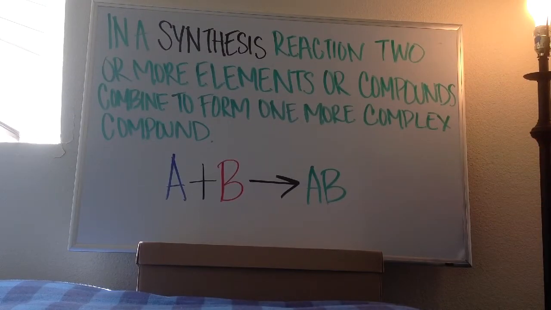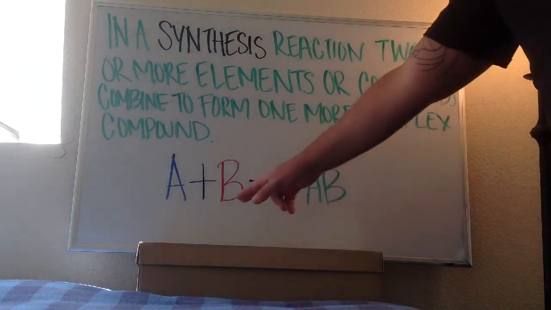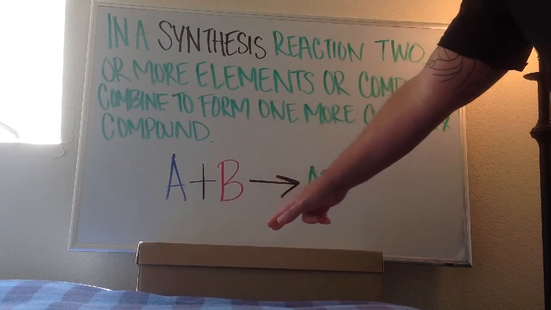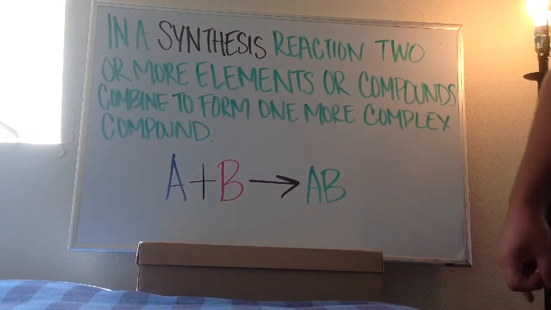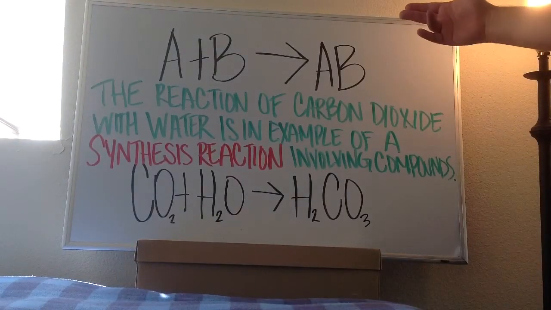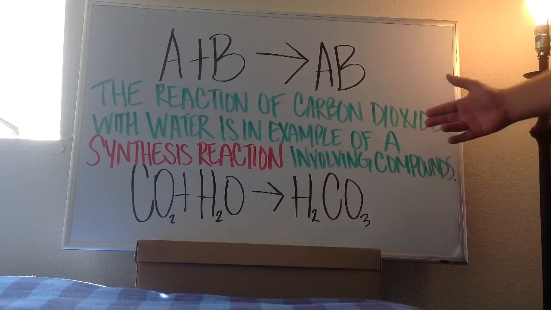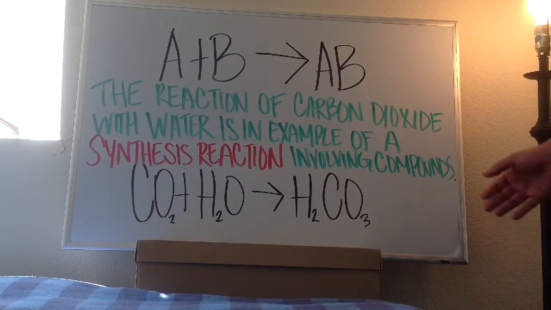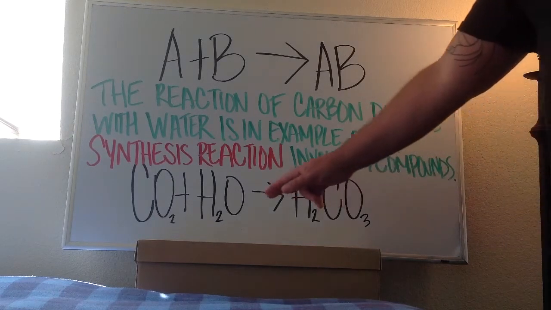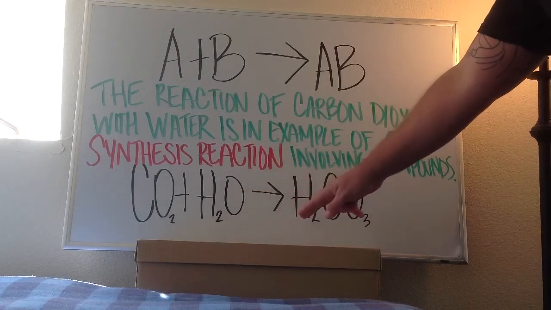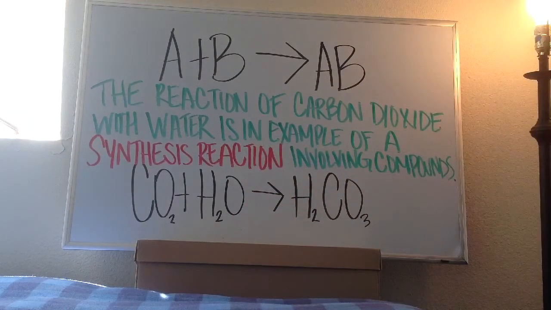In a synthesis reaction, two or more elements or compounds combine to form one or more complex compounds. An example: A plus B goes to AB. The reactants A plus B give the product AB. The reaction of carbon dioxide with water is an example of a synthesis reaction involving compounds. CO2 plus water gives the product H2CO3.